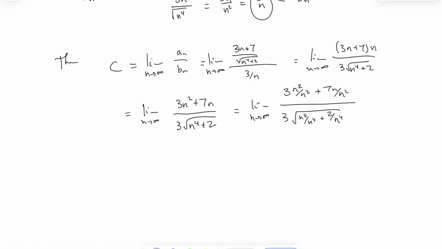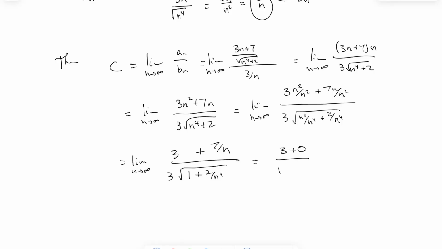Yep. All right. Anyway, simplify these guys, and then anything which has an n in a denominator becomes 0. So I say just 3 there, and then 7 over n here. On the bottom, 3, 1 plus 2 over n to the 4. Right? And then everything with n's in the denominator becomes 0. So this limit, when I do the limit, is going to be 3 plus 0 over 3 square root 1 plus 0. And the answer is 1, right? I get 3 over 3. Which is just 1. So the limit of all of that is 1.